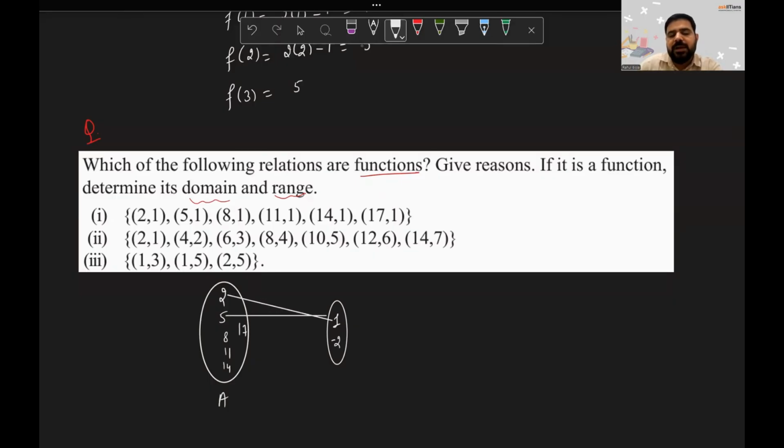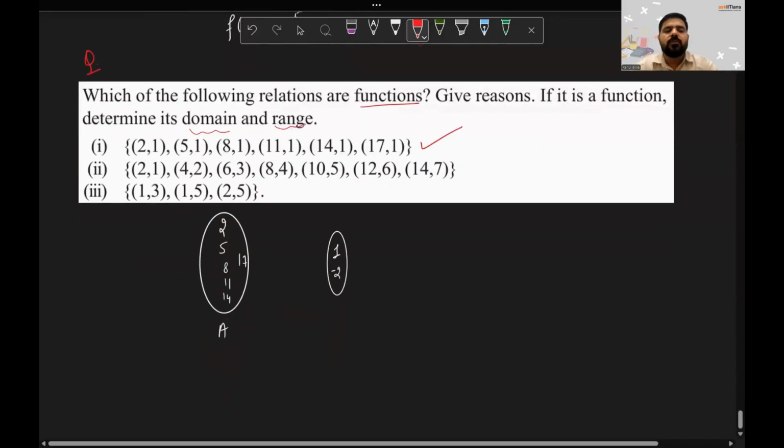So yes, every element has an image, and every element has a unique image, right? Like 2 is not mapped to 1 and minus 2, 5 is not mapped to 1 and minus 2 or 7 or whatever. Everything is mapped to only 1. So hence this will be a function. I am just marking it with a tick.